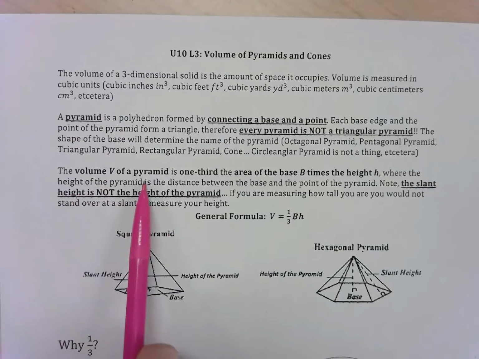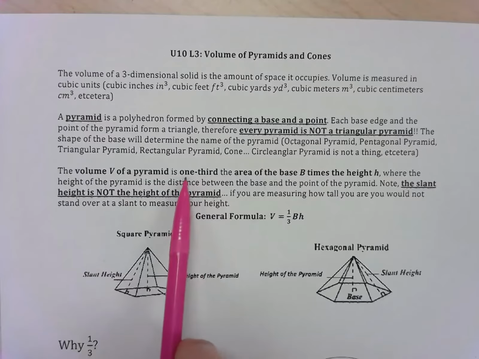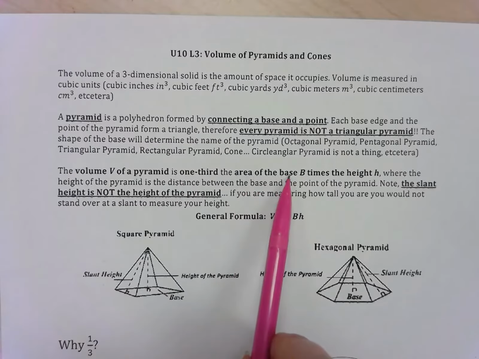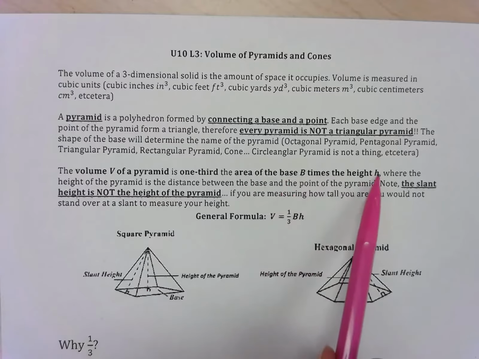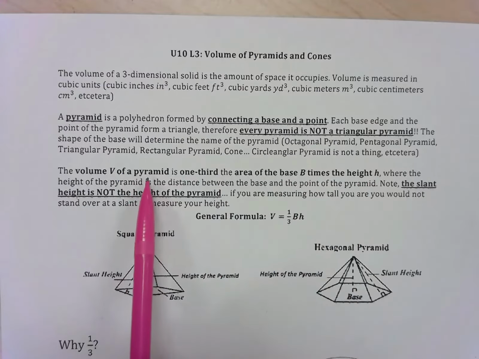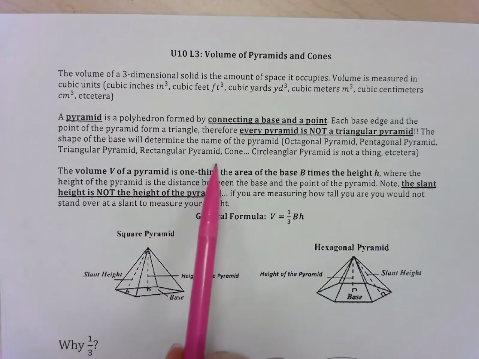The volume of a pyramid will be 1/3 the area of a base B times the height. If you have previously worked with prisms, the volume of a prism is just the area of the base times the height. But the volume of a pyramid has that 1/3, so that's a difference there than prisms.